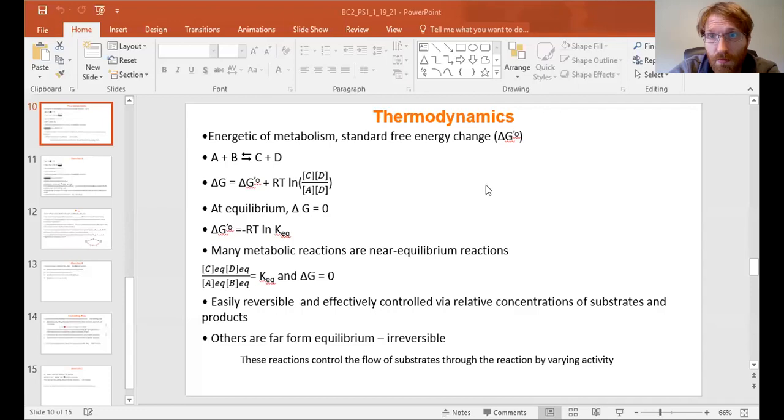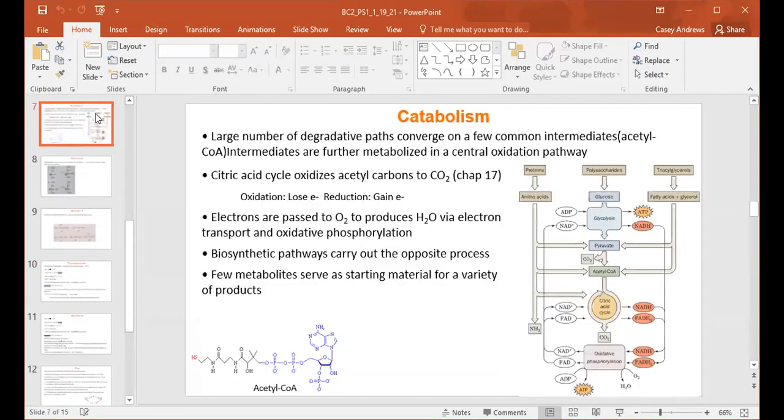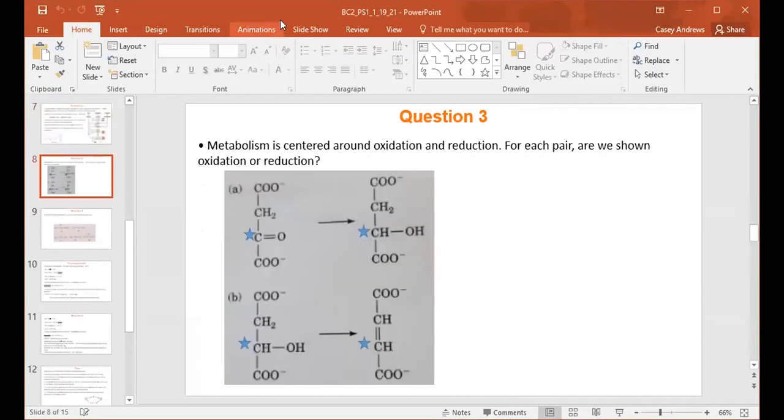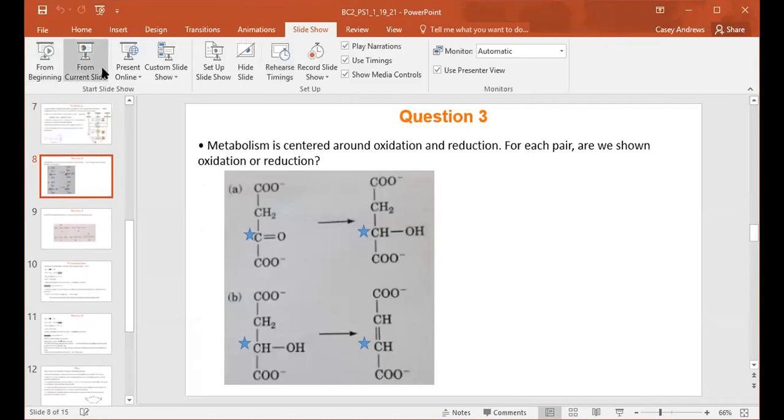And let's get the PowerPoint up. And we will pick up where we last left off, which was redox reactions.